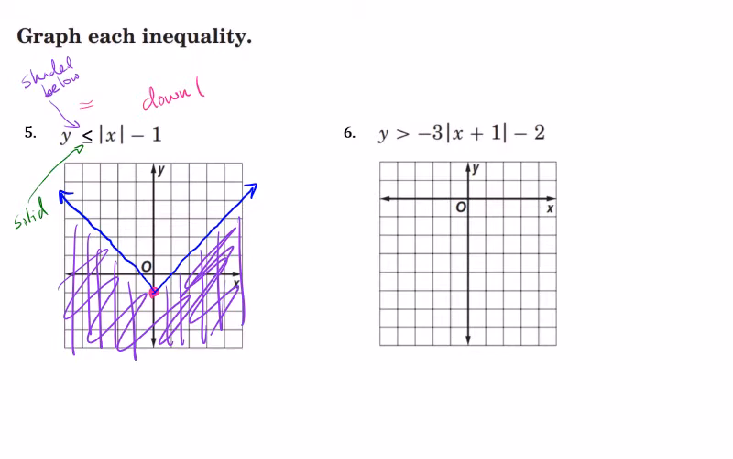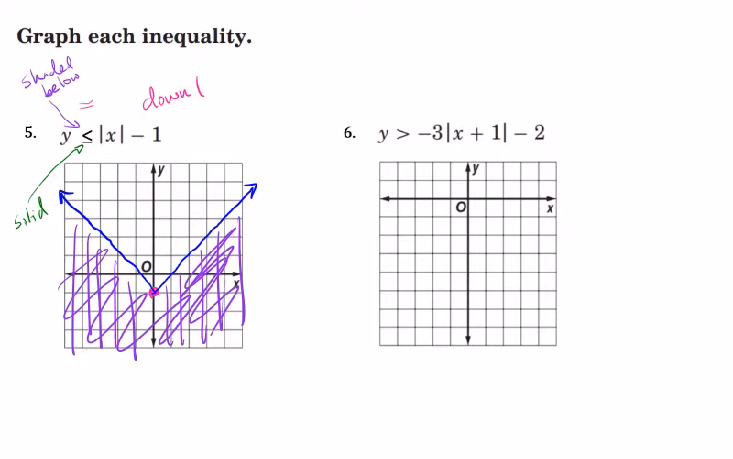Let's take a look at number 6. Remember, if y is not by itself, get y by itself, right? But for both of these, y is by itself. So here we have y is greater than, and then we have this absolute value expression, right? So we have -3 times |x plus 1| minus 2. So first, let's have the start of the V in the right place.